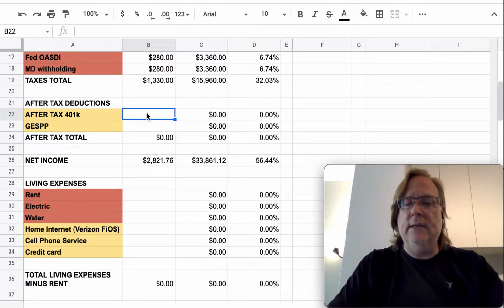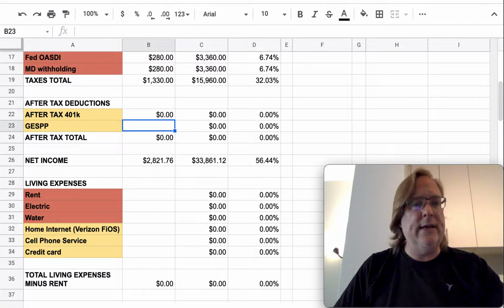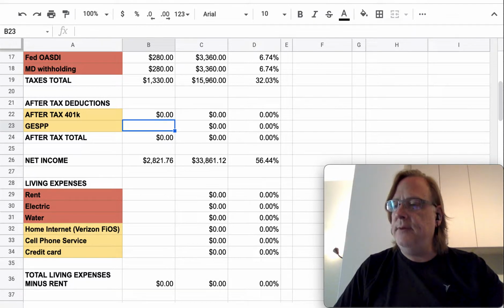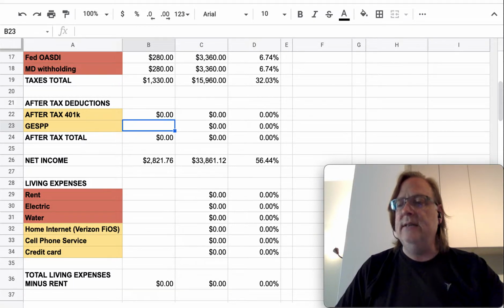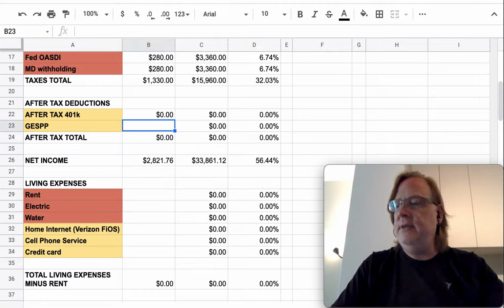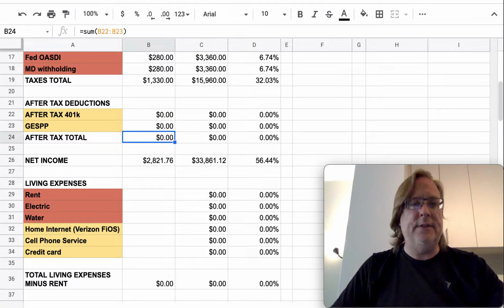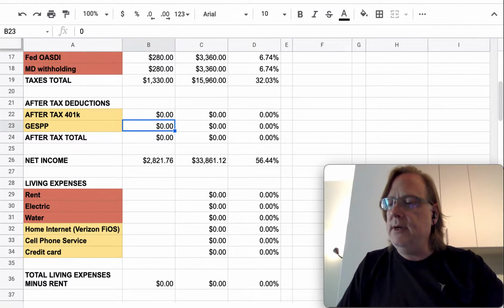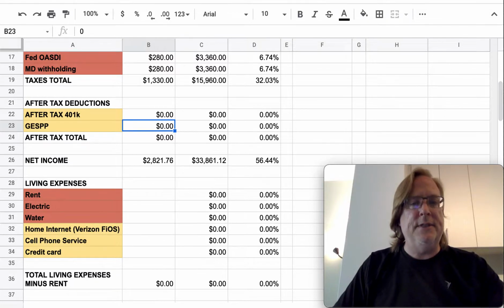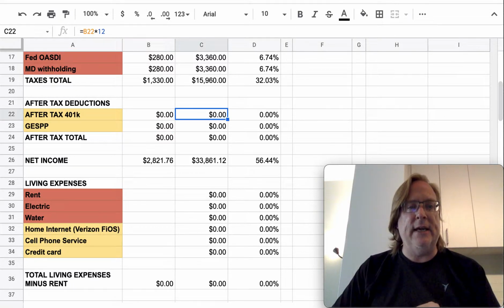Maybe a person may not be making after-tax 401k contributions, and maybe a person has access to a general employee stock purchase program. Some people are offered them through their employers, but this person maybe isn't taking part. So $0. There's nothing mysterious about these cells. This is just multiplication by 12 to give the yearly.